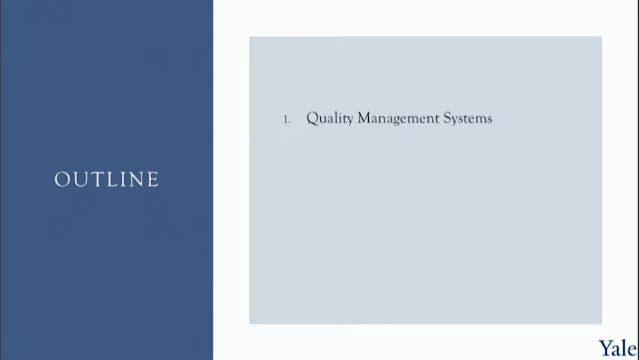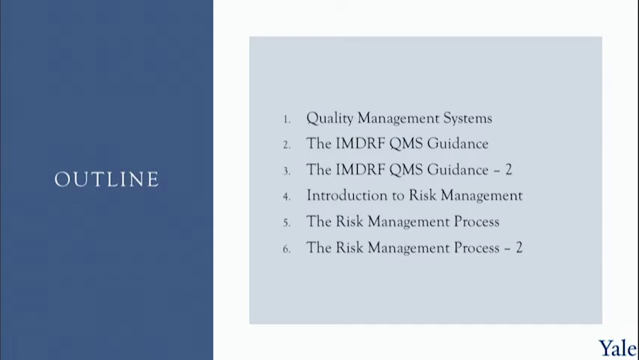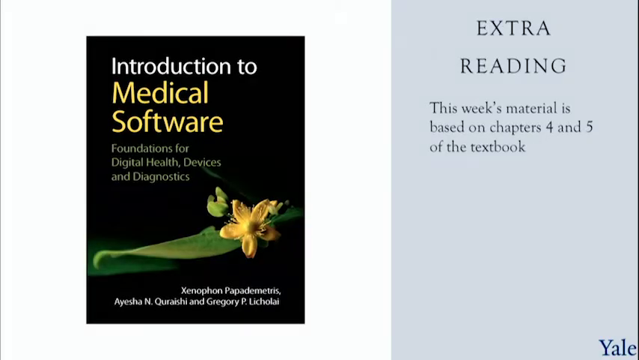We have 6 segments. The first one will introduce quality management systems. The next two will review this very important guidance document from the IMDRF on quality management systems. Then we'll introduce risk management, and then we'll have two more segments to describe the risk management process. For extra reading, you can go to the textbook to look at chapters 4 on quality management systems and 5 on risk management, and this is where the material in this lecture comes from.